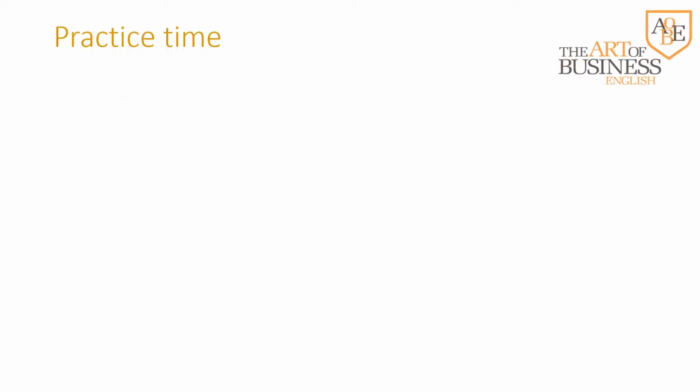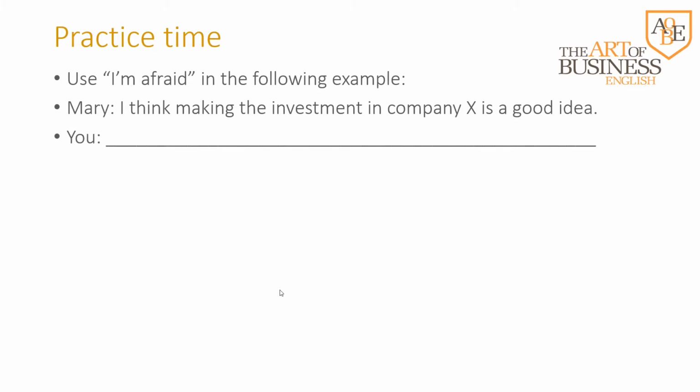Okay, now that you understand how to disagree, let's practice these together. Now, in the first round, we are going to look at how to disagree politely. So what I want you to do is I'm going to give you the sentence and I want you to then say your example using the word or expression I provide. Okay? So first one. Now, use I'm afraid in the following example. I think making the investment in company X is a good idea.